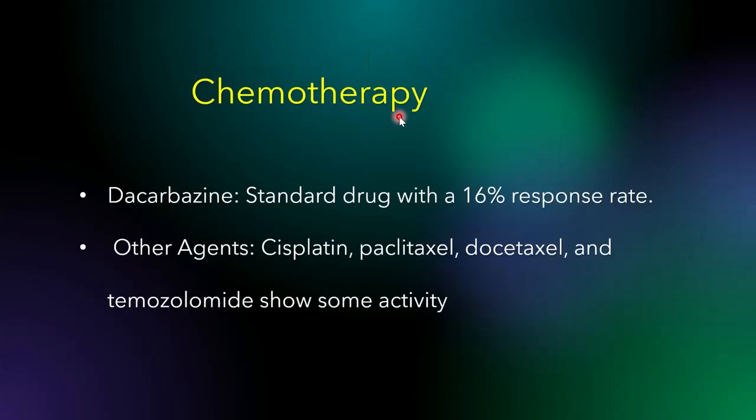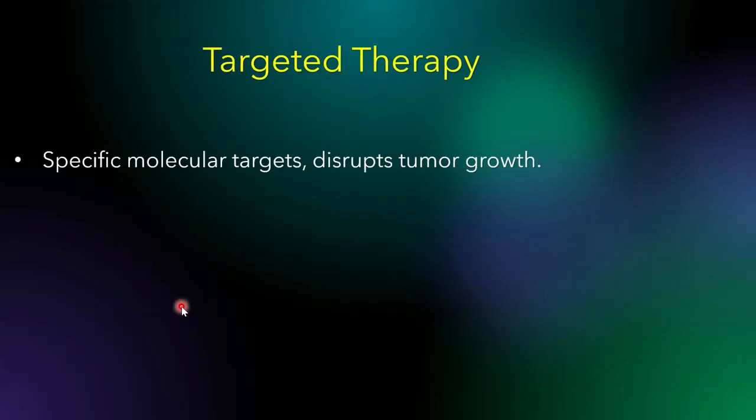What will we do regarding metastatic melanoma? The most commonly used drug is dacarbazine. It is a standard drug, but see the response rate. It is very low, 16% response rate. Other agents can also be tried: cisplatin, paclitaxel, docetaxel, and temozolomide. They show some activity, but not much benefit from chemotherapy in malignant melanoma. Then what will we do? We have to go for other therapies like targeted therapy.